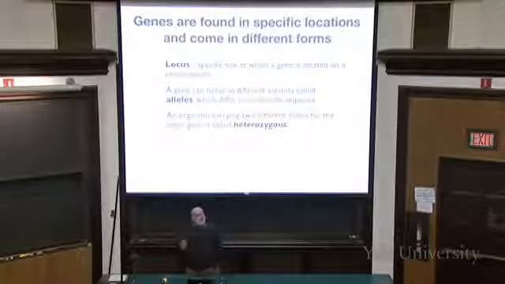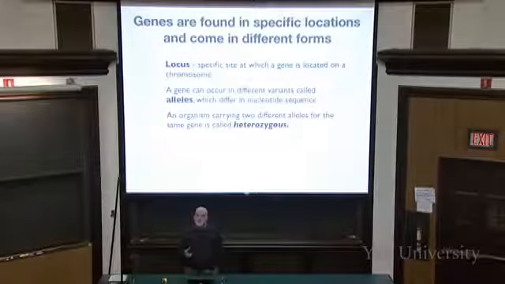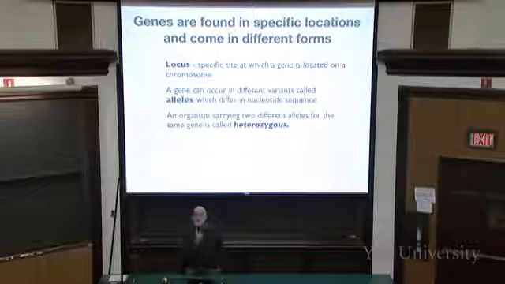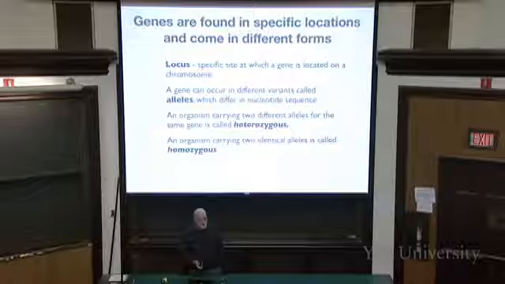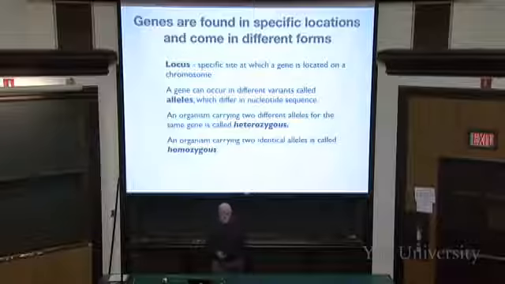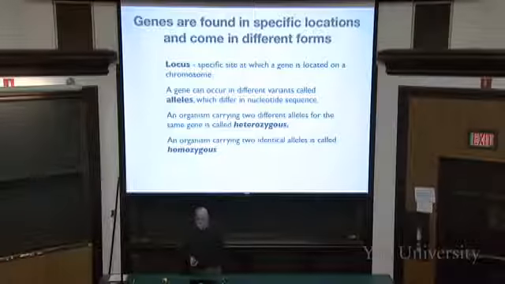If you are carrying two different versions of the gene, you got one from your mom and you got one from your dad and they're different, then you're a heterozygote. And we call that condition the heterozygous condition. If you got the same one from both parents, then you're a homozygote and we call that the homozygous condition.